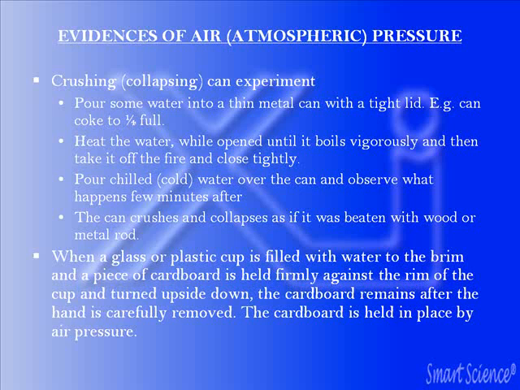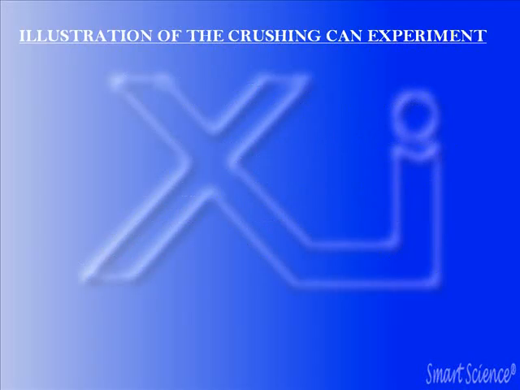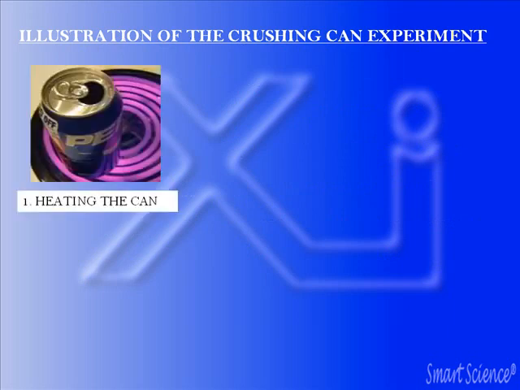Now this is an illustration of the crashing can experiment. You have an electric stove and then a can of Coke or a can of Pepsi container with water, let's say half filled in it, put on the burner. After heating for a while and then the water starting to boil, you take the container away from the heating element and then you cover it tightly so that the vapor will no longer escape.